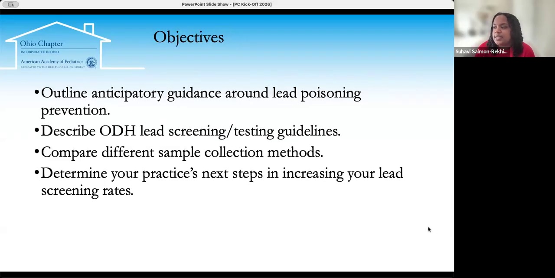Our objectives for today's session are to outline anticipatory guidance around lead poisoning prevention, describe ODH lead screening and lead testing guidelines, compare different sample collection methods, and determine your practice's next steps in increasing your lead screening rates.